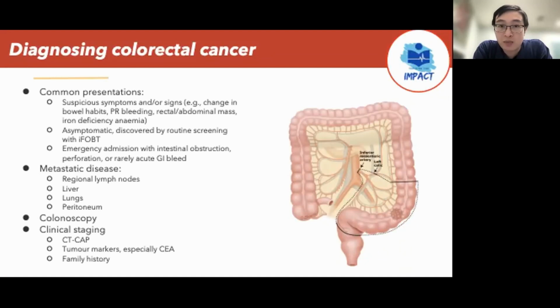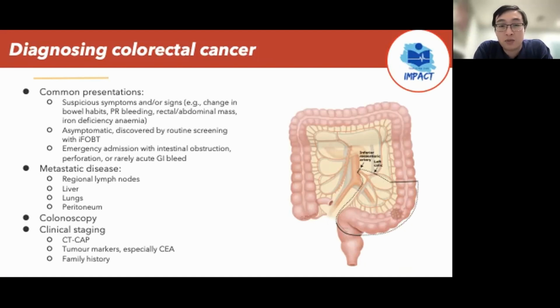And to go back to the question that I asked Meg earlier, where are the 4 sites of metastasis for colorectal cancer? So regional lymph nodes is probably a giveaway, but liver, lungs, and also peritoneum as well. And the best way to diagnose colorectal cancer is using a colonoscopy. In terms of clinical staging, you need to think about clinical staging prior to surgery to really plan how you're going to manage the patient's colorectal cancer.